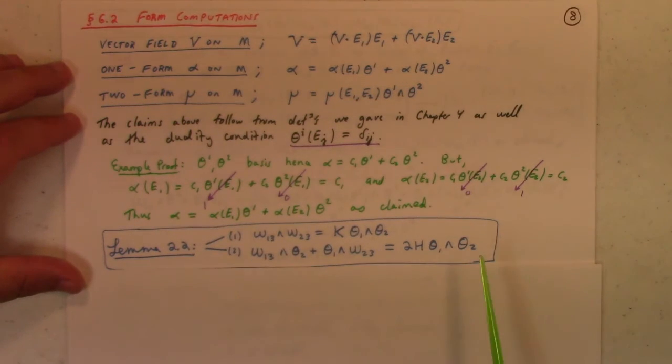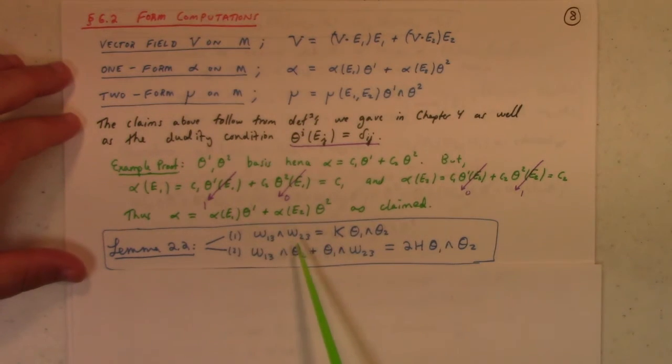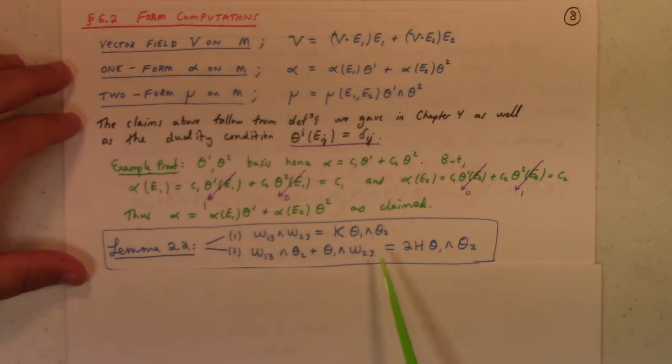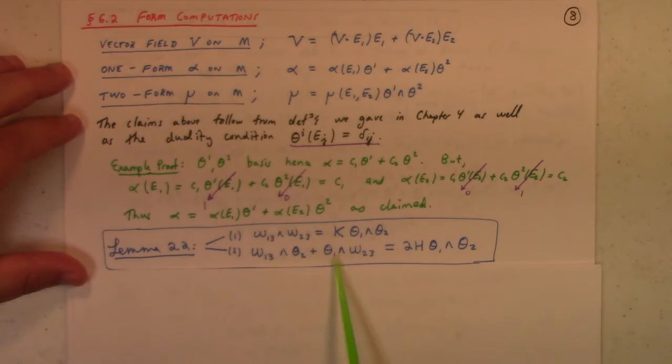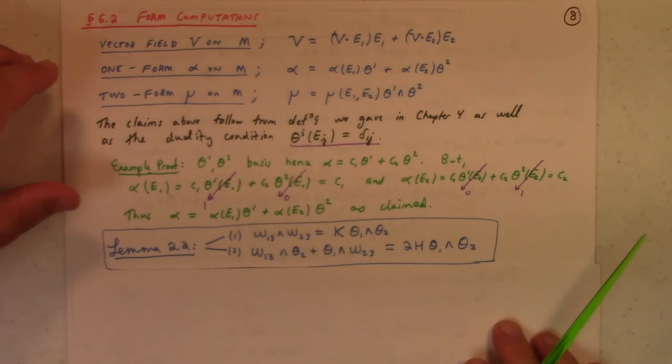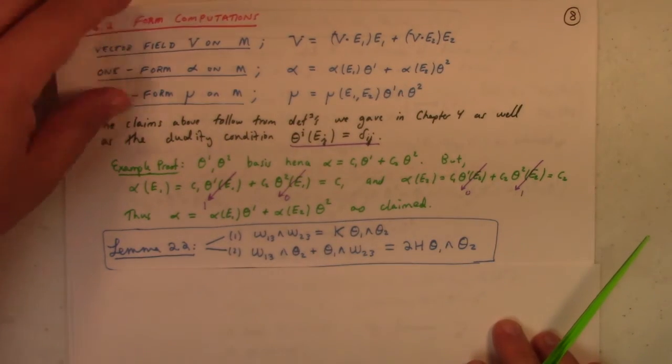All right. Something slightly more exciting. Omega 1,3 wedge omega 2,3 is the Gaussian curvature times theta 1 wedge theta 2. Hey, that's pretty cool. Now the Gaussian curvature is connected to wedge products of these coframes. And also the sum of wedge products gives me twice the mean curvature times theta 1 wedge theta 2.